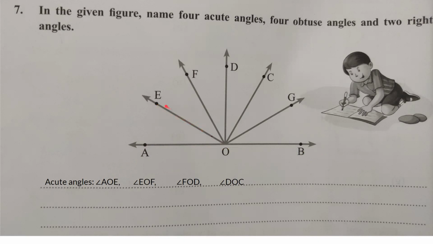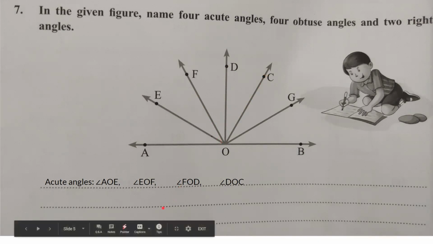Now the second angle we can say is angle EOF. From there only we can find angle FOD, the next angle which is less than a right angle, so an acute angle. Now we can start from here also, angle DOC. So 4 only, as we have written, but many angles are there in the figure.